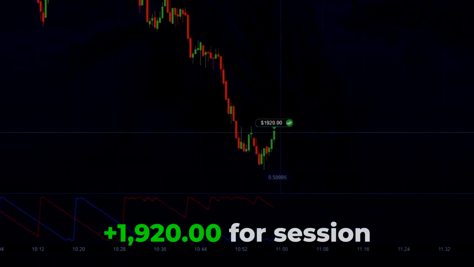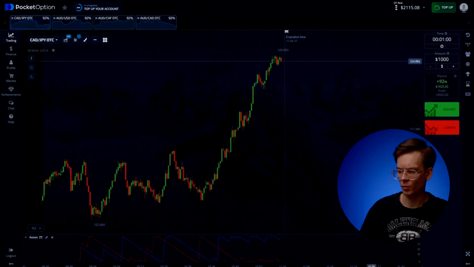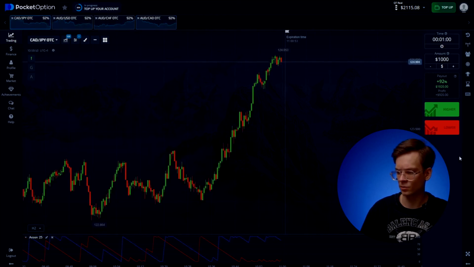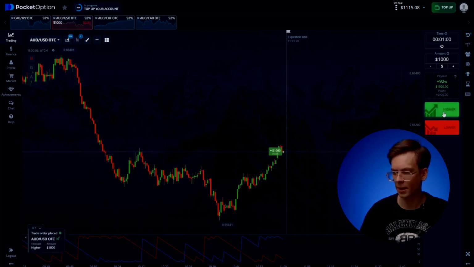How satisfying to be right again. Now my deposit is 2,115. Aroon is one of my favorite indicators. I'll make a couple more trades. Okay, skipping Aussie and Canadian. Canadian and yen too. So it's Aussie and Buck. Same investment amounts. Pressing higher.